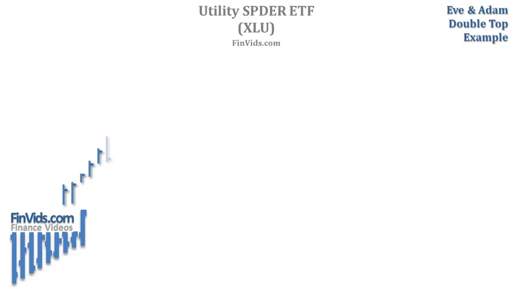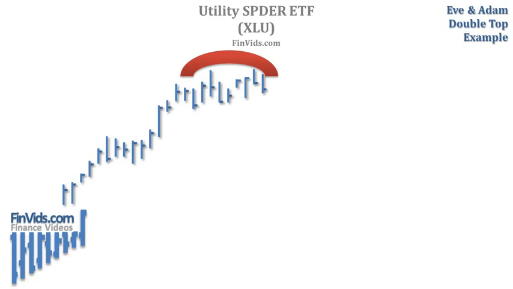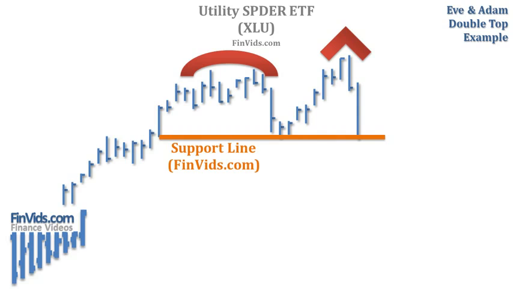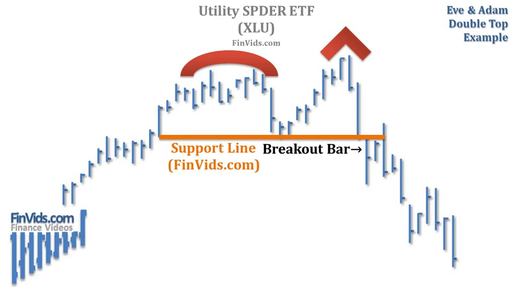Here we have an Eve and Adam double top example of the Utility Spider ETF. Here we have an uptrend with a multiple day rounded top, a decline, and the second peak is a 2-day sharp peak. When prices break below support, a sell signal is triggered, and in this chart prices fall.